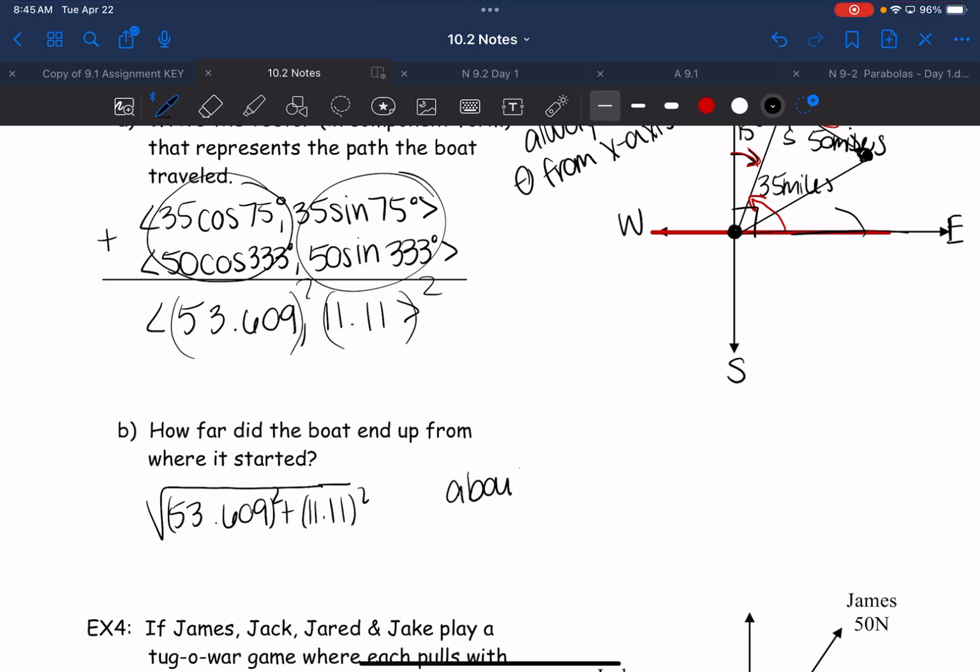Which, of course, this is going to be an approximation because these numbers, 53.609 and 11.11, have already been rounded once. So if I'm using them again, it's definitely an approximation. So I'll say about, what do we end up with when we square those, add them, and take their square root? Good.